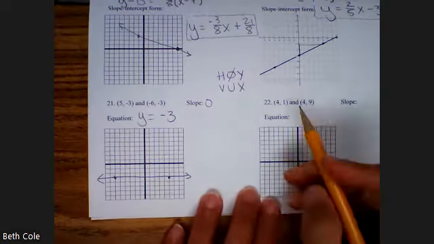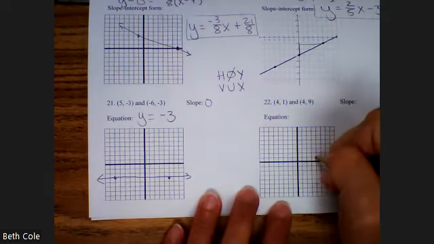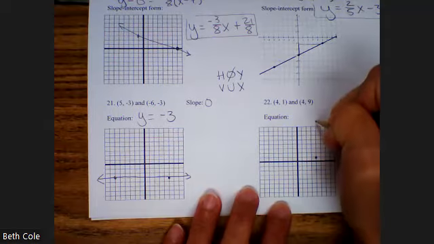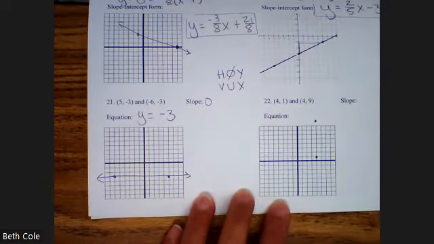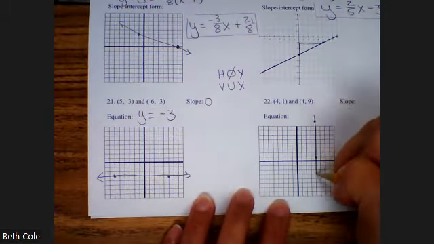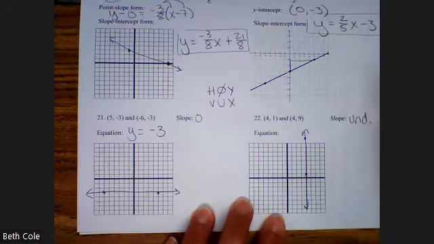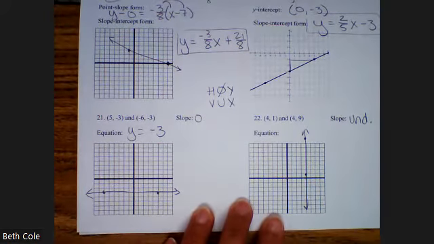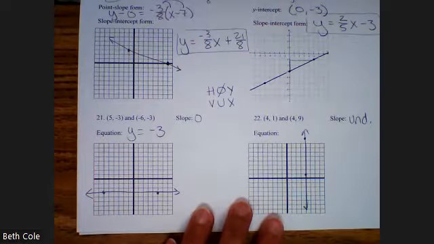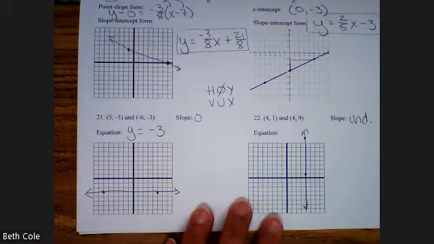So here, let me show you. So this one, if you do (4, 1) and (4, 9), you know what, that's going to go off the grid. But anyway, (4, 1) and (4, 9), if you connect them, what kind of a line did you get? Vertical. So your slope is undefined. That would give you a 0 denominator. You're not allowed to divide by 0.